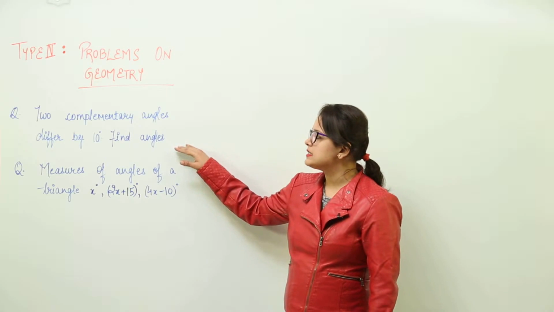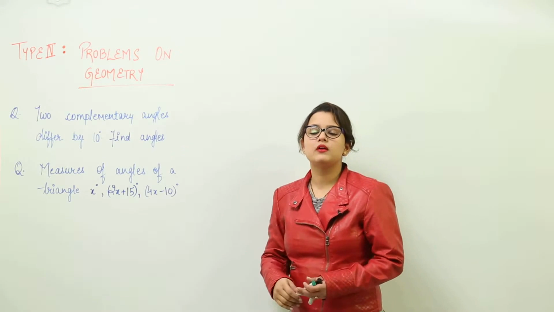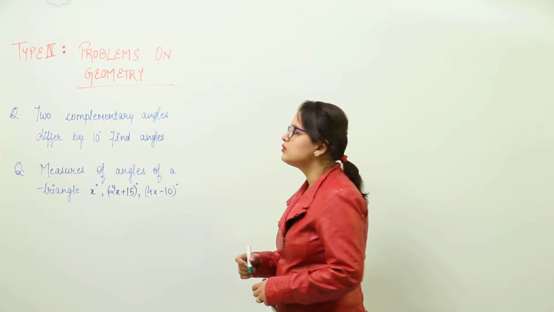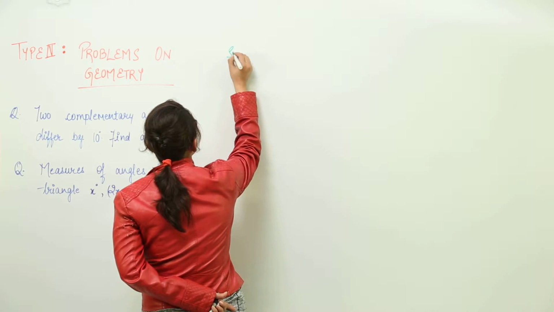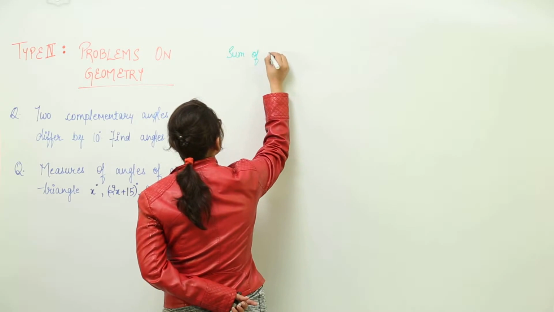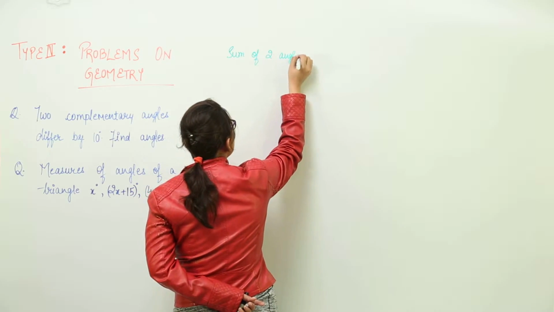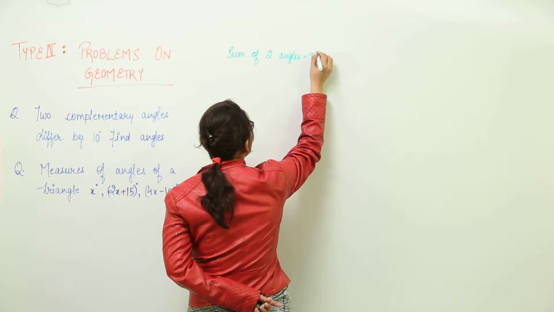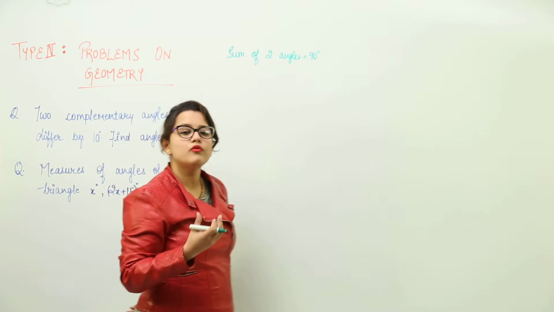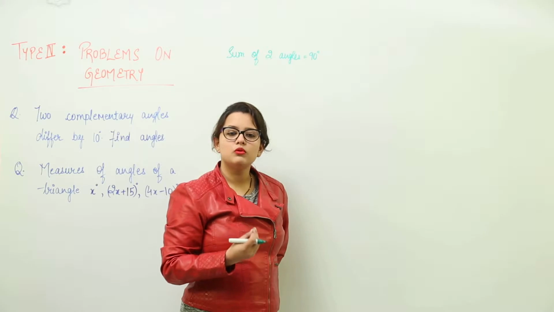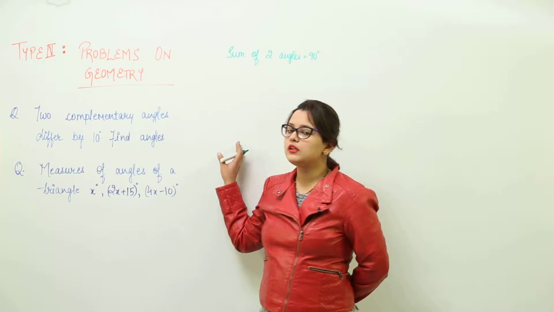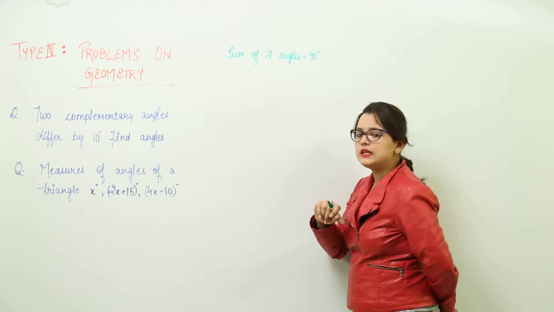Two complementary angles differ by 10 degrees. We have to find out the angles. Now what do you mean by complementary angles? Complementary angles are those angles whose sum, if you write it in word format, is the sum of two angles equal to 90 degrees. This is because the two angles are complementary. Here we are going to talk about only two angles, so I have written down that the sum of two angles would be 90 degrees.